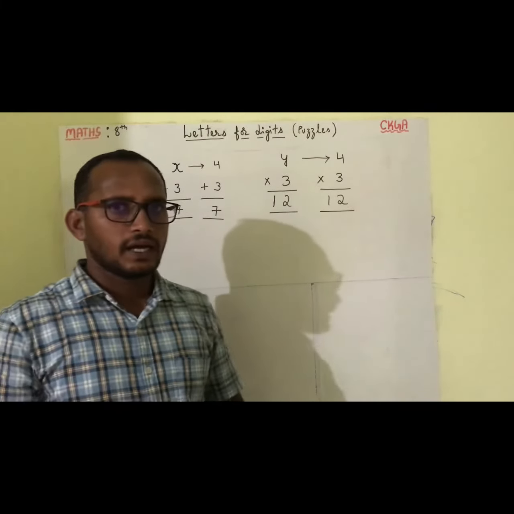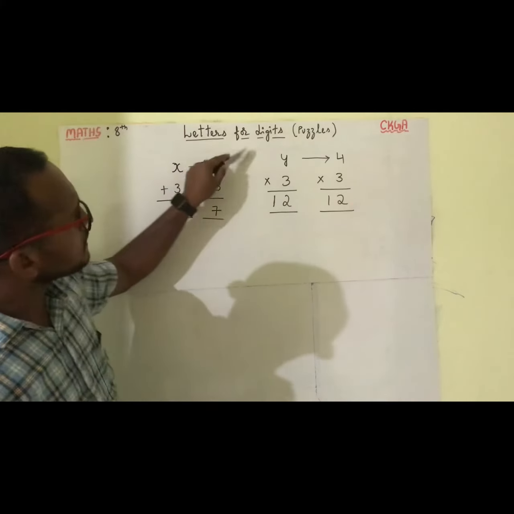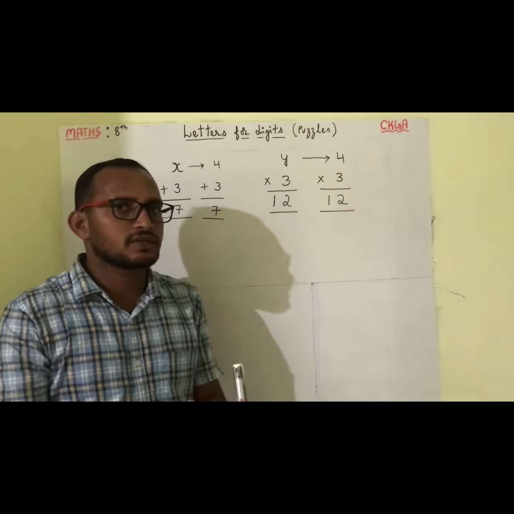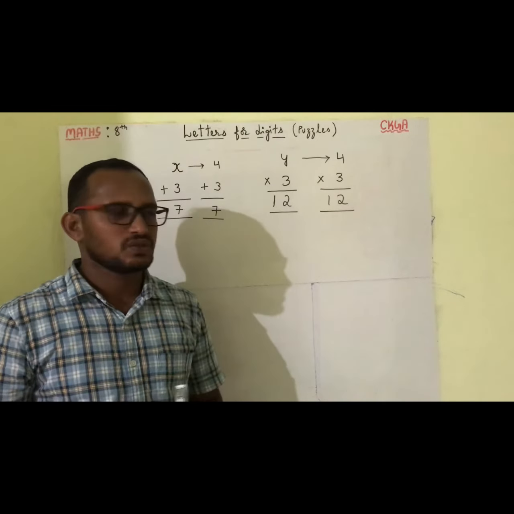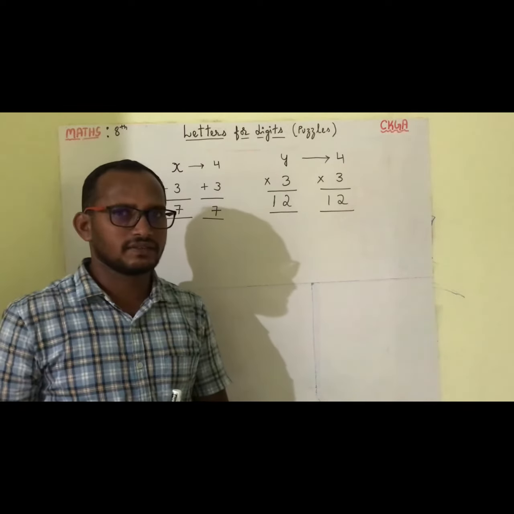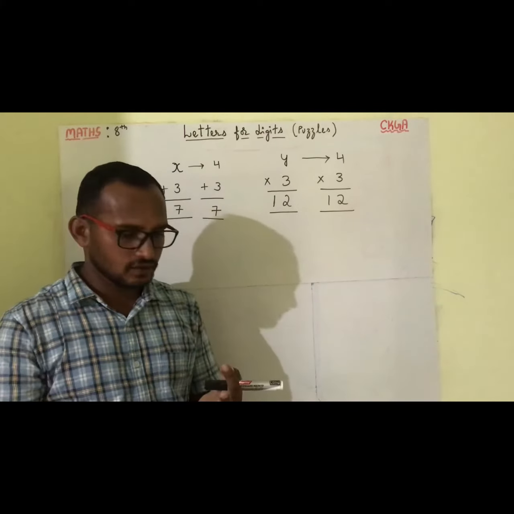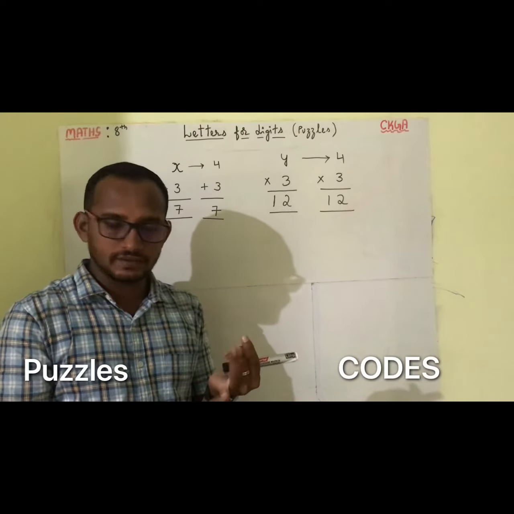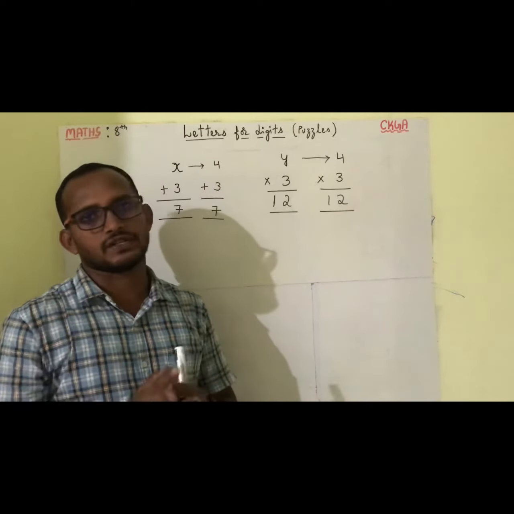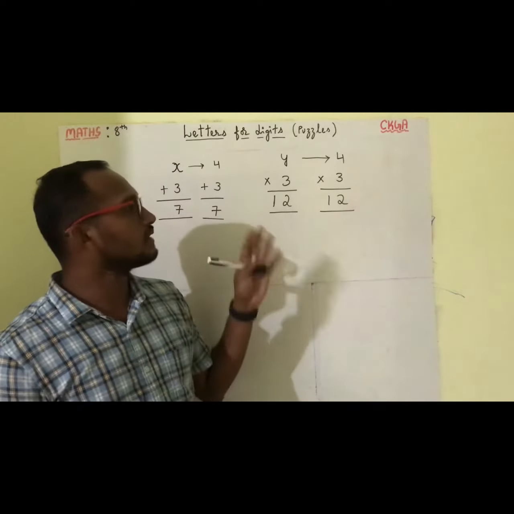And in the entire letters for digits puzzle case, we stick to addition, subtraction, and multiplication processes. So in most cases, you won't find division in there. Keep this in your mind. Don't forget it. We stick to addition, subtraction, and multiplication in the case of letters for digits.